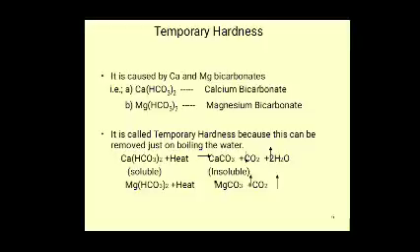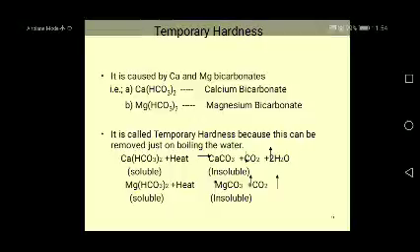Magnesium bicarbonate Mg(HCO3)2. Boil the magnesium bicarbonate, then it forms magnesium carbonate plus CO2 plus H2O. This magnesium bicarbonate is a soluble product. Magnesium carbonate is an insoluble product. Then the temporary hardness is removed from water.